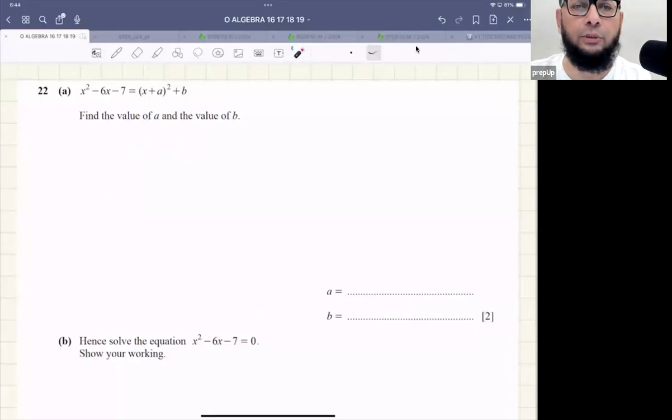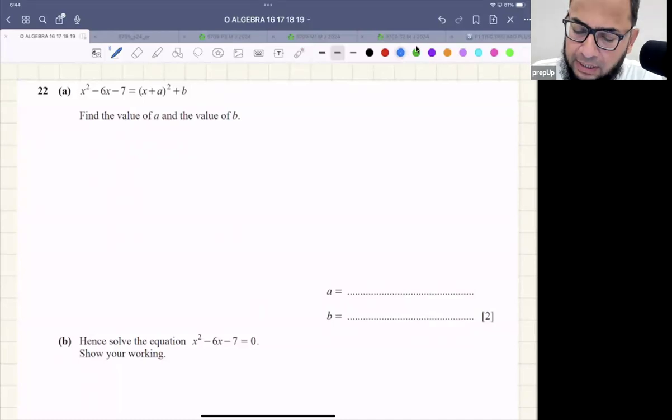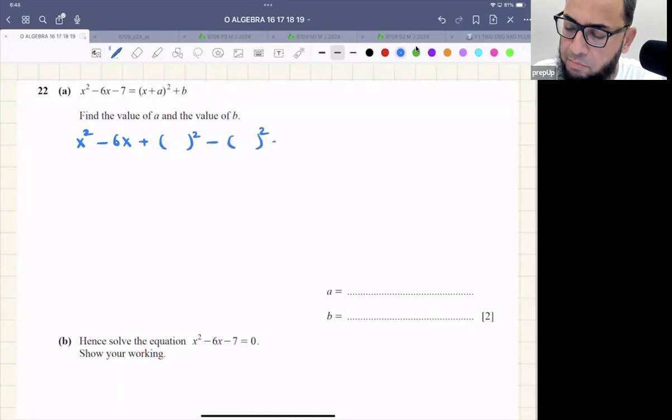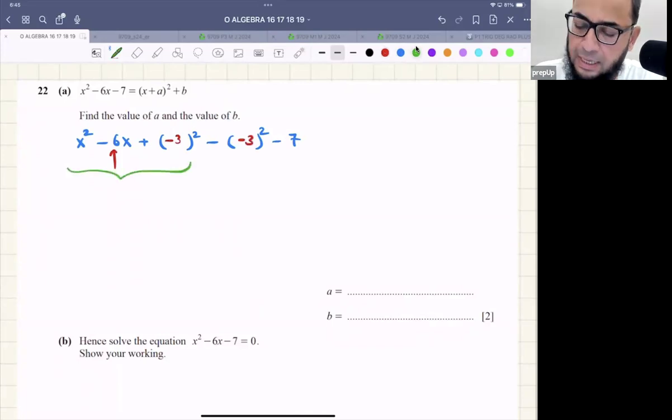So now let's look at this question. This question says x square minus 6x minus 7. We have to write it in the completed square form. So let me write it: x square minus 6x plus bracket square minus bracket square minus 7. What goes inside the bracket? Half the coefficient of x, which is negative 3. Rewrite the first 3 terms as a perfect square. So we take the x out of here, we take the 3 out of here. Since this 3 is negative, therefore (x minus 3) whole square.